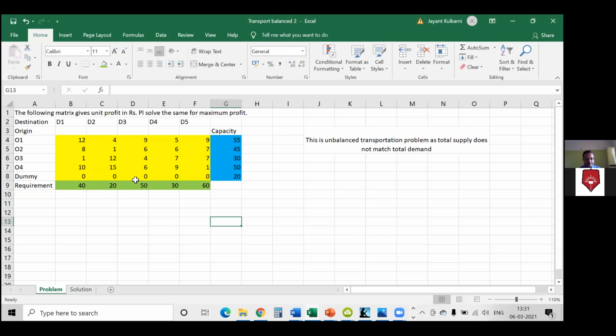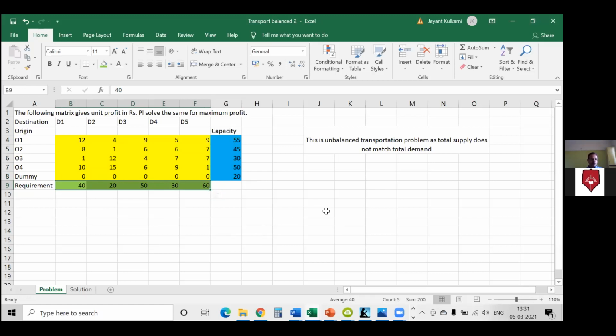So the quantity will be equal to the difference between the total supply and total demand, correct? In this case, it is 20, and the corresponding profit numbers or the corresponding cost numbers for a dummy source or a dummy destination will be all zeros. So as highlighted here, they are all zeros, okay? So now what I've done is I've converted my unbalanced transportation problem into a balanced transportation problem because the sum of the supply now is 200 and the sum of the demand is also 200. Correct? Now this has become a balanced transportation problem.